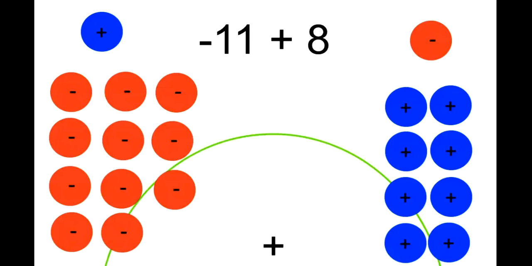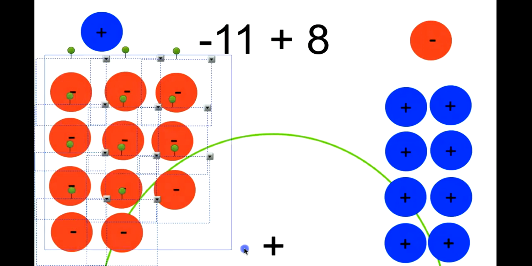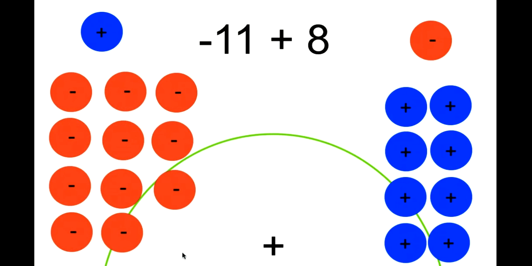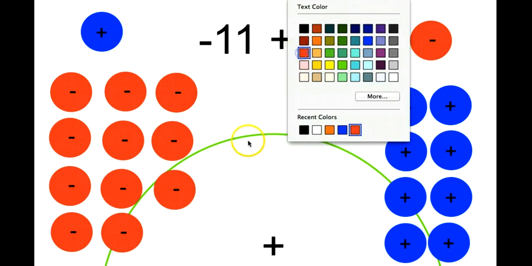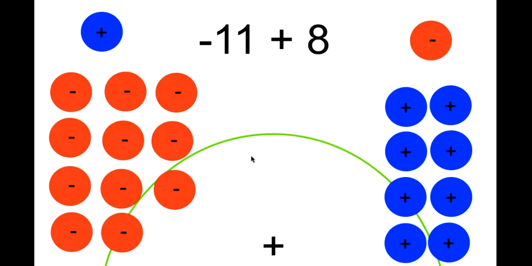Number 2 is who's going to win? Who has more people on their team? And 11, the negatives have more people on their team. How many more negatives on their team are there? So if I started at 8 and counted to 11, so 8, 9, 10, 11. So that means that negatives are going to win. Negatives are going to win by how many?